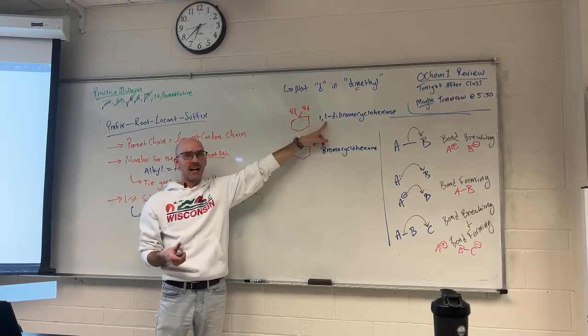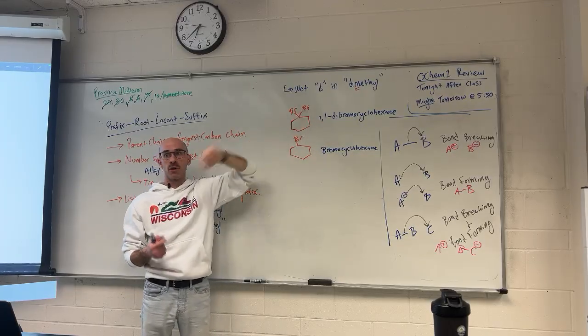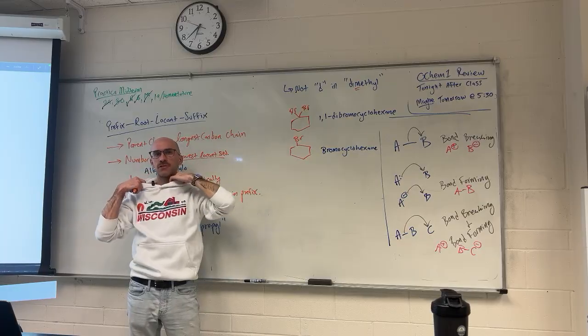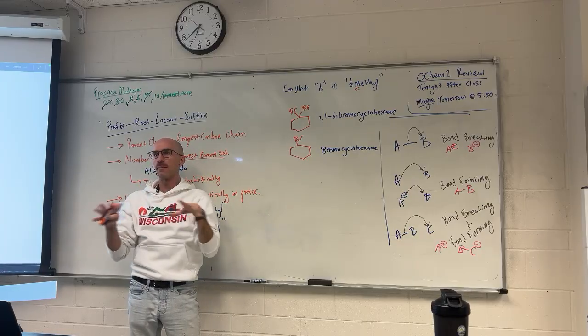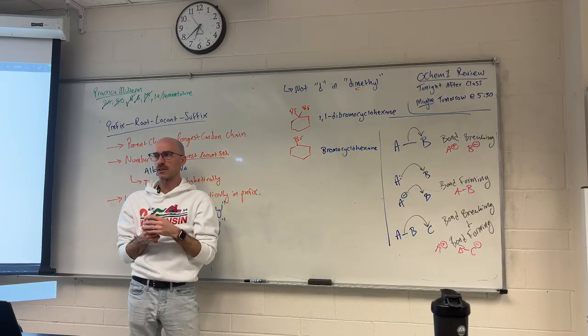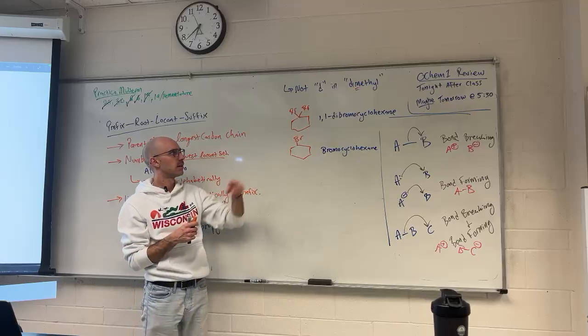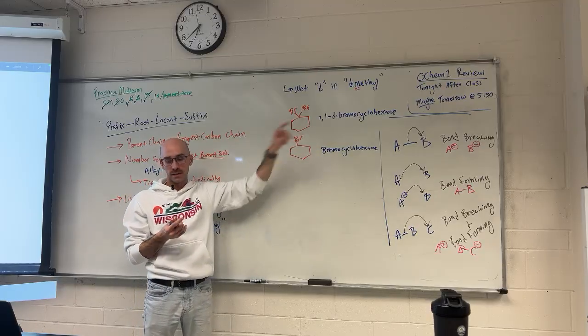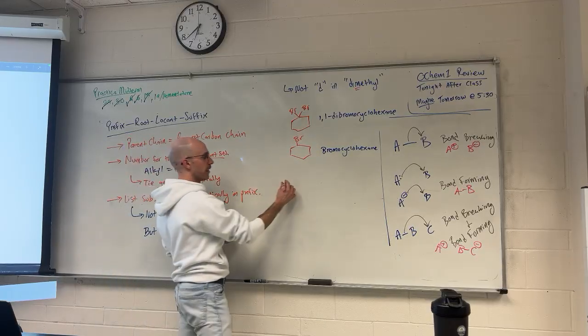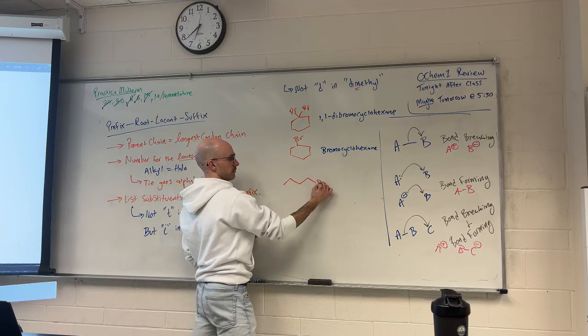Here, if you call it dibromocyclohexane, most people will probably think of 1,2-dibromo because in organic chemistry, that's a more common example of a chemical reaction. 1,1 is not so common. Okay, so how about this?